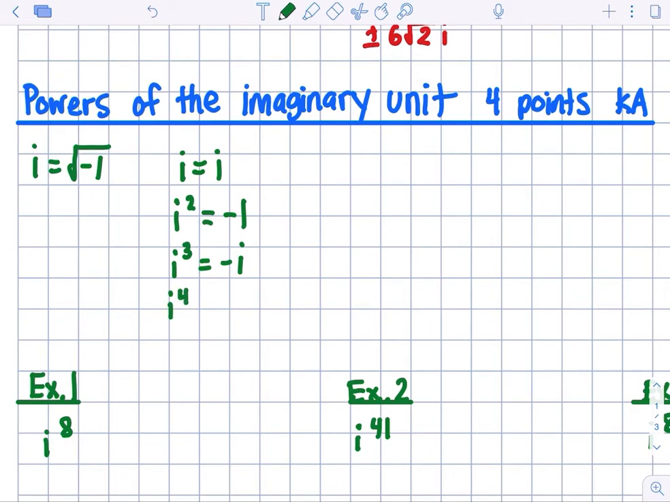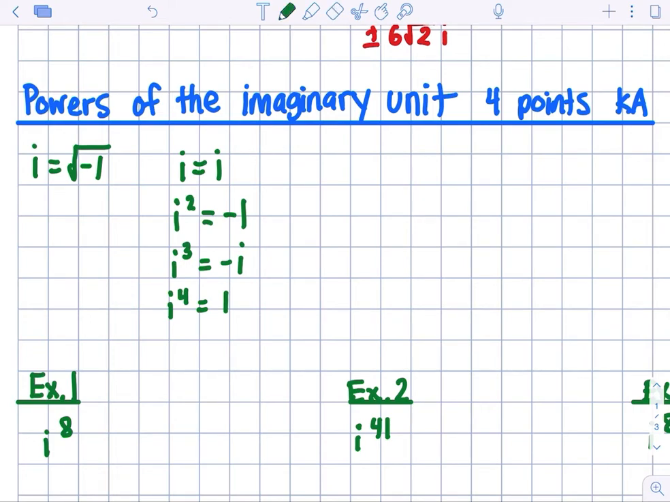Okay, i to the fourth. We can use this one: i to the second times i to the second, which is equal to i to the fourth. What is i to the second? -1. And the other i to the second is also -1. -1 times -1 is 1. So this is 1. And this is your list of powers. With those four, you can get any power of i.